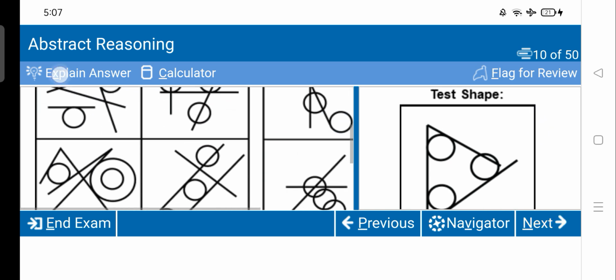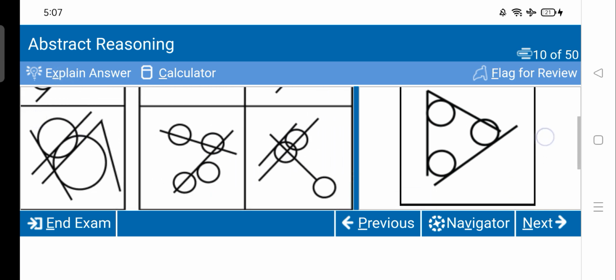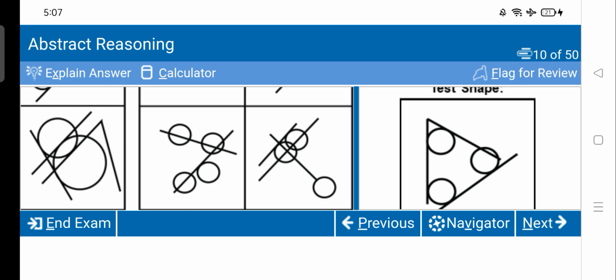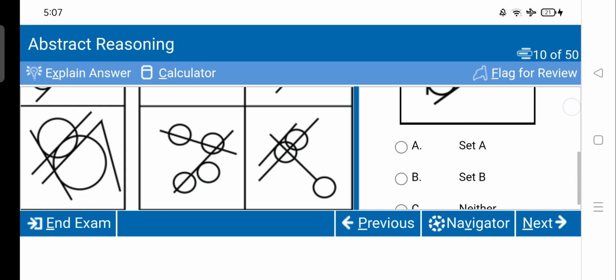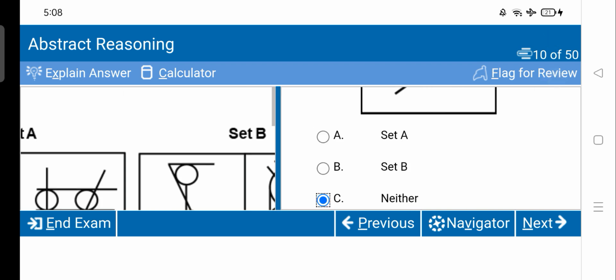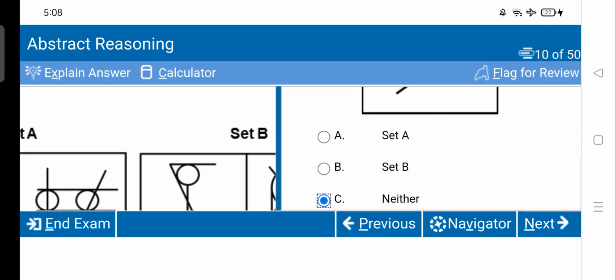Next again we have the same set of shapes, and the test shape is like this in this form. Options we have are option A as set A, option B set B, option C neither. So this is the correct option.